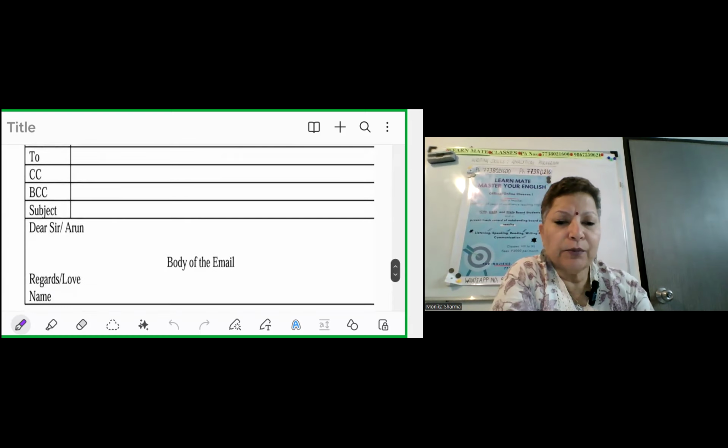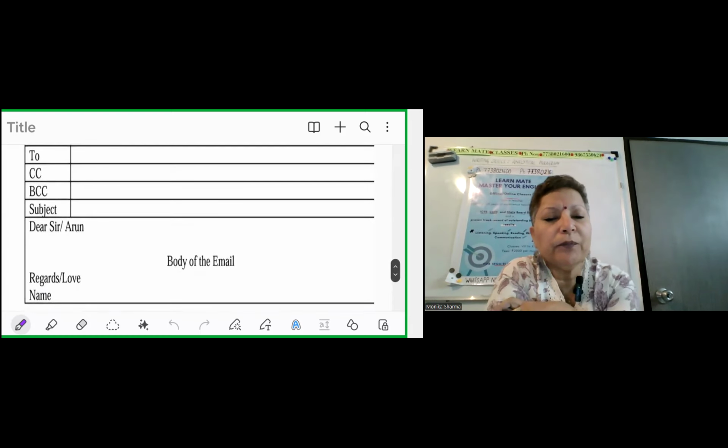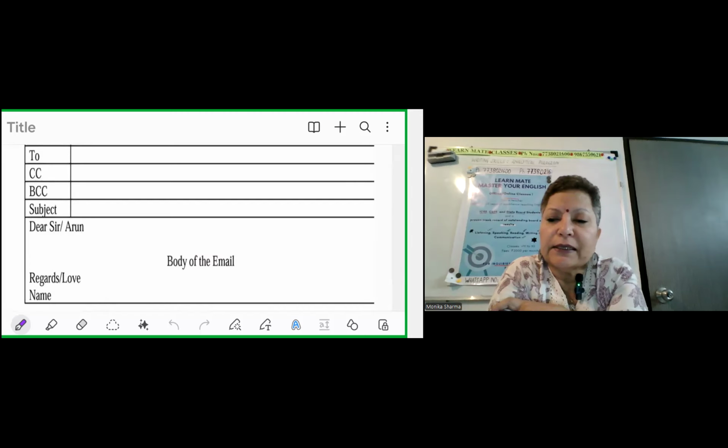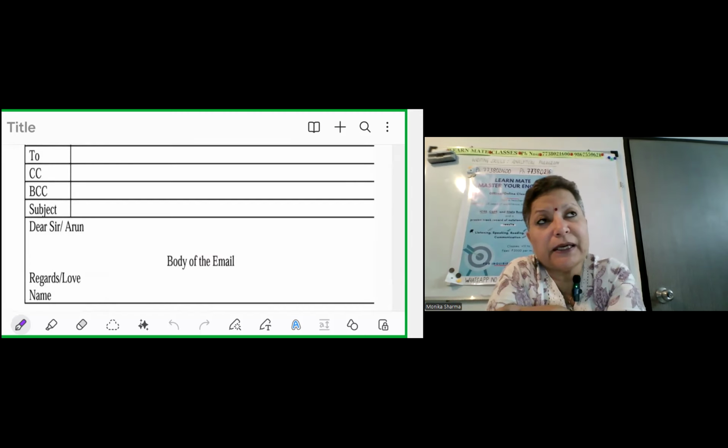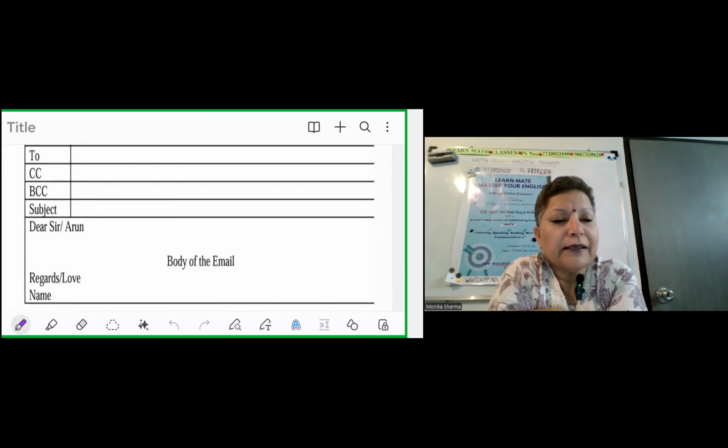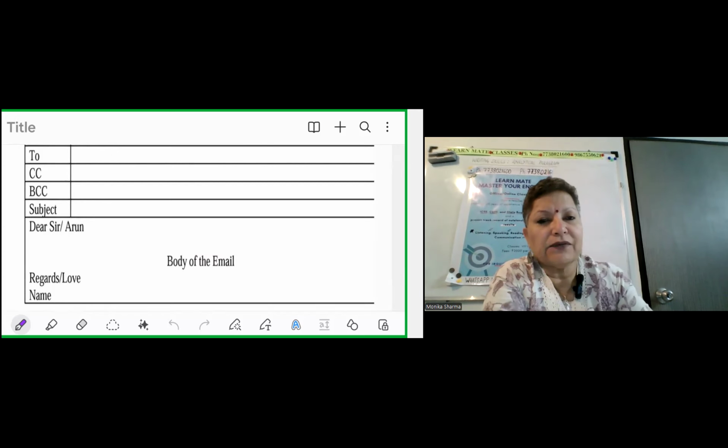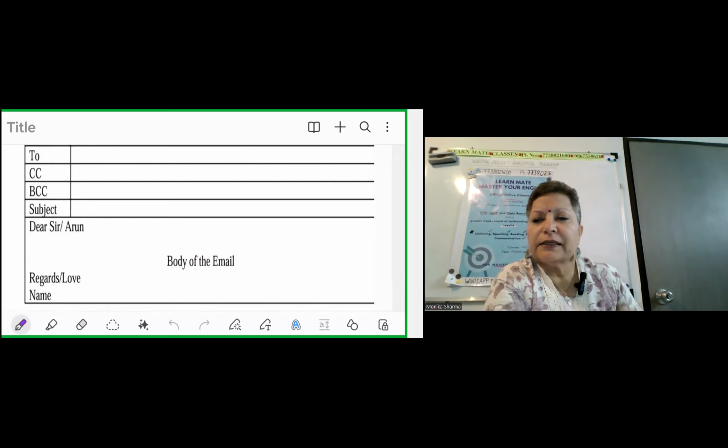Now, coming to the rest of the body, which is to be in a separate box below. You will see that it is Dear Sir, and Arun here has been just picked up as a name. If you are writing on an informal note, it will be Arun, or otherwise you will write Dear Sir, and then the body of the email. If it is a formal email, you write regards and then your name. In the case of a school email, you can also write your class and section and roll number in brackets. Is that okay? So this is as far as the formats of these things are concerned.